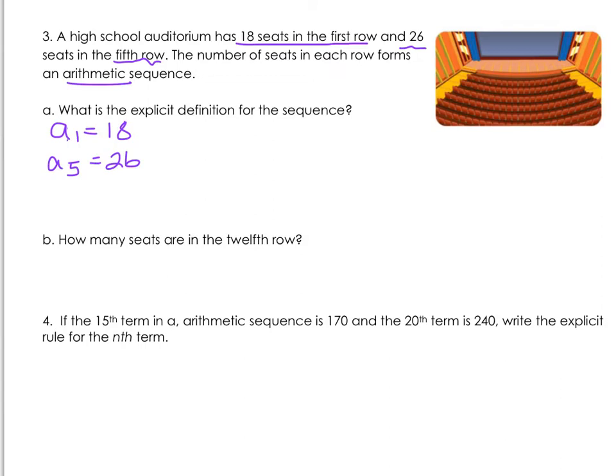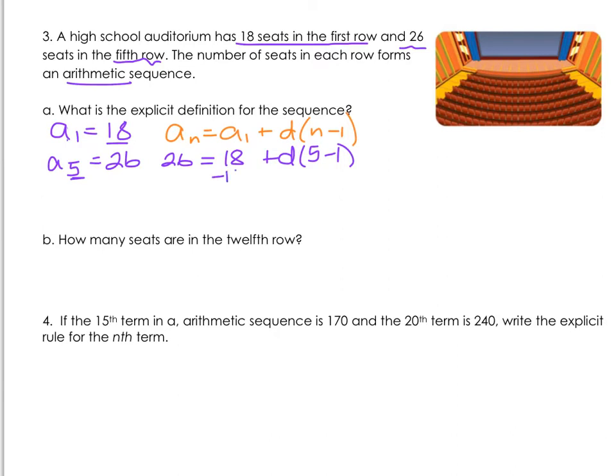If we start with our explicit formula, a sub n equals a sub 1 plus d times n minus 1, we know that a sub 1 is 18. So we know that's true. We also know that if we have the fifth term, that means if I plug in 5 for n, my answer is 26 because that's the value of the fifth term. So if I leave everything else as is, look at that. The only variable we have left is d, and that would be the common difference. We need to know that in order to write the explicit definition.